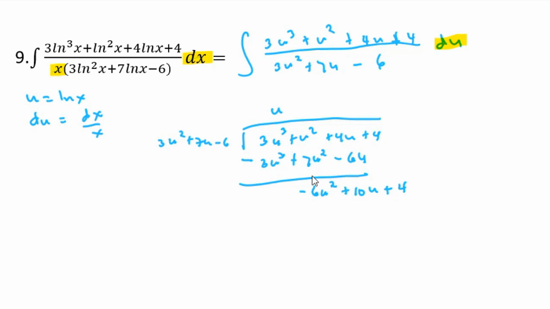Now concentrate first on the first term, negative 6u squared divided by 3u squared. So the quotient is negative 2. Then multiply negative 2 times 3u squared, we have negative 6u squared. And negative 2 times positive 7 is negative 14u. Negative 2 times negative 6, we have positive 12.